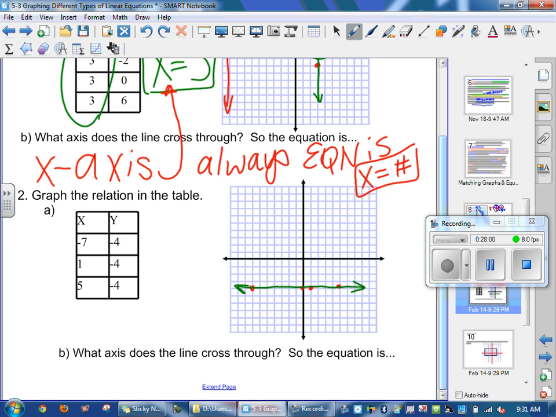And what axis did it cross? What's this axis called that's going up and down? It crossed the y-axis. So what do you think the equation has to start with then? Y. Good. How come? Which number repeated? The y number repeated. Good. So y equals -4 is our equation because the y number is repeated.